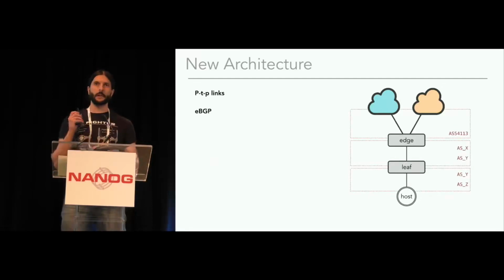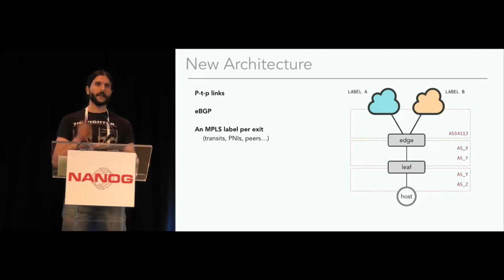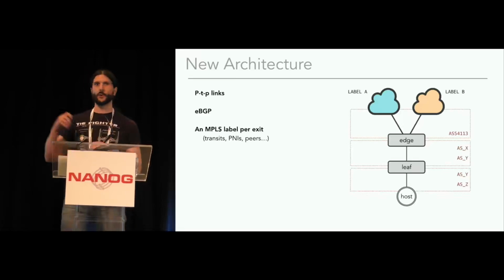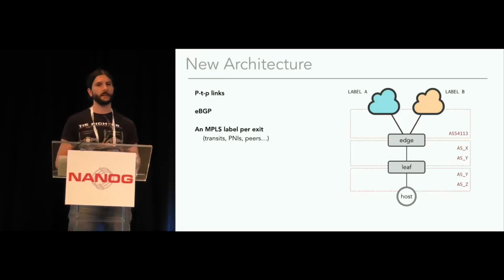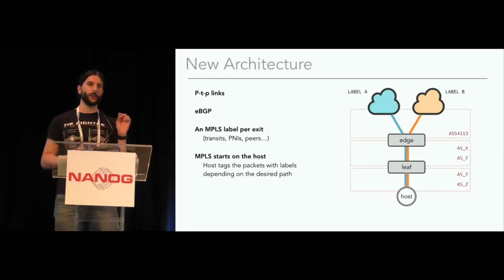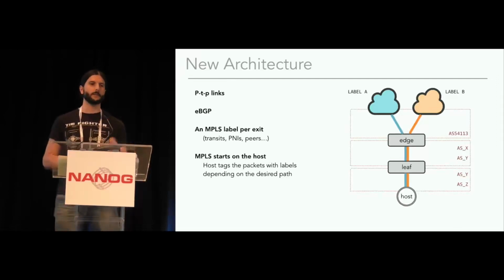Now we run eBGP down to the host instead of IBGP. We assign an MPLS label for each egress peer. Any circuit that takes you out of the network has a dedicated MPLS label. And we start MPLS on the host. So we're not only running BGP on the host, we are also running MPLS on the host.